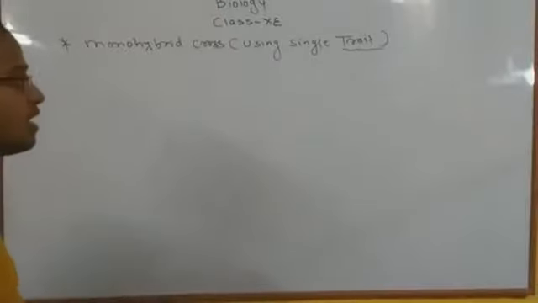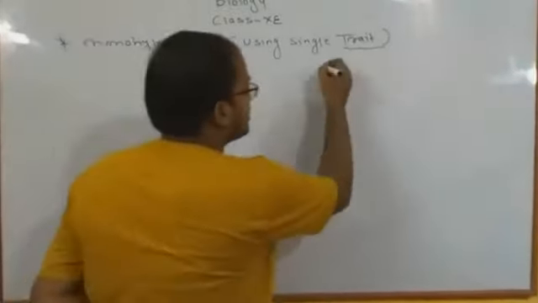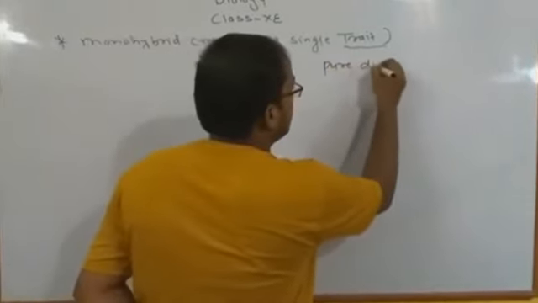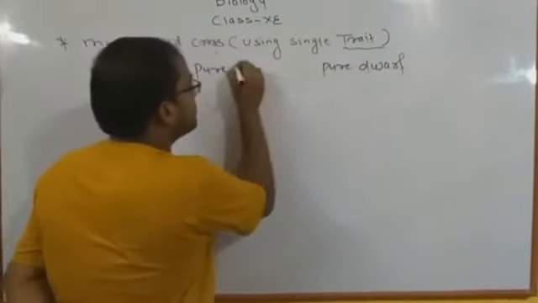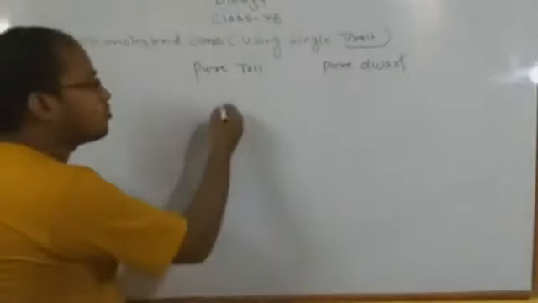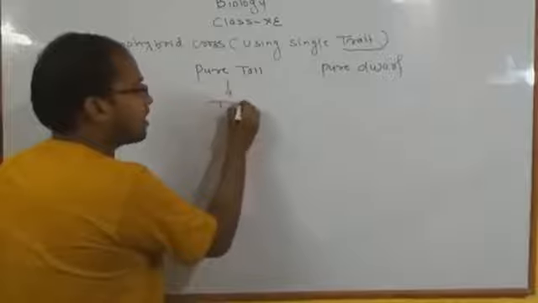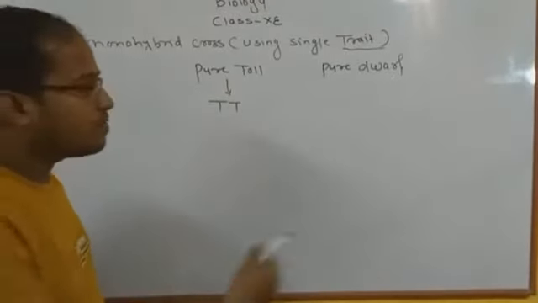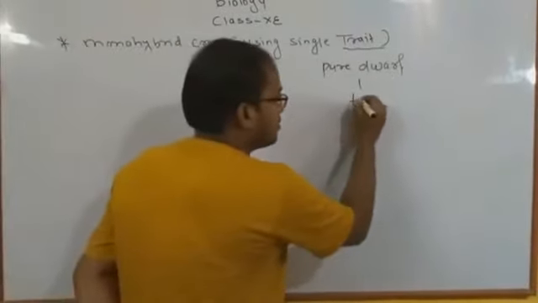Okay, so he has taken the pure tall, and he has taken a pure dwarf. This is the tall, and this is dwarf. So pure tall is called capital T, capital T, and dwarf is called small t, small t.